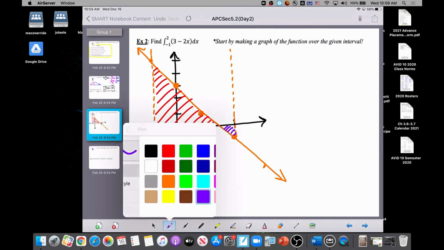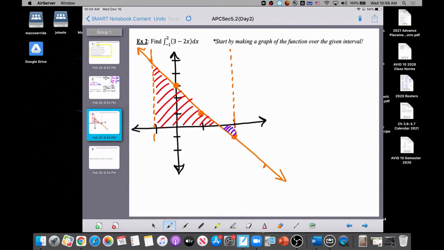So if I write out kind of a formula, again, I'm breaking this interval apart, so I'm using those properties of integrals. So I'm going to say that the integral from -1 to 2 of 3 minus 2x dx is going to be equal to the integral from, and now I need to know where it crosses, and this crosses exactly halfway between 1 and 2, so that crosses at x equals 1.5.